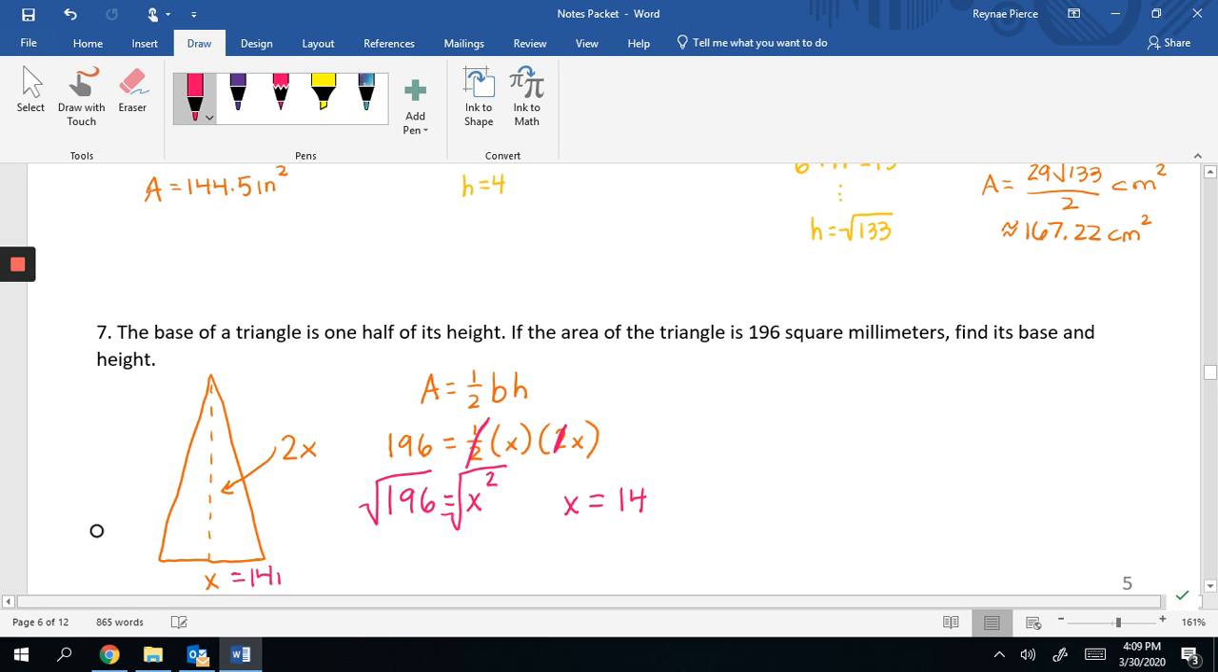So 14 millimeters. And 2 times my base gives me 28 millimeters.